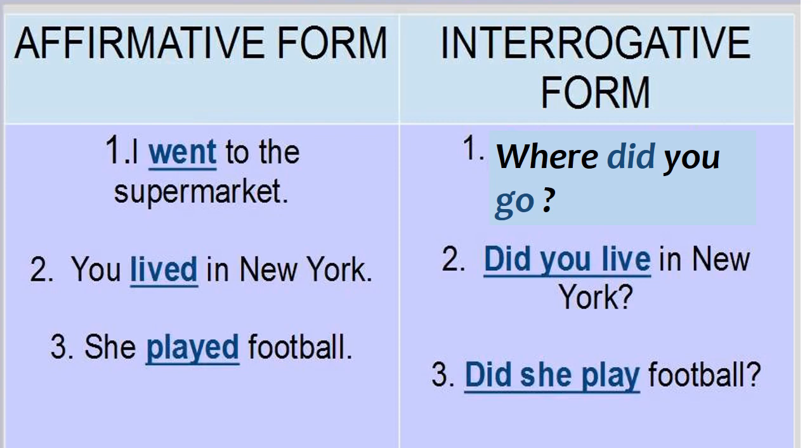You lived in New York. Lived is the past verb. So for yes or no type question, you can write did you live in New York? The same way, she played football. Played is the past verb. This can be split into did plus play. So the polar question for this statement is did she play football? So when you make an interrogative sentence, we can use the auxiliary verb did plus main verb.